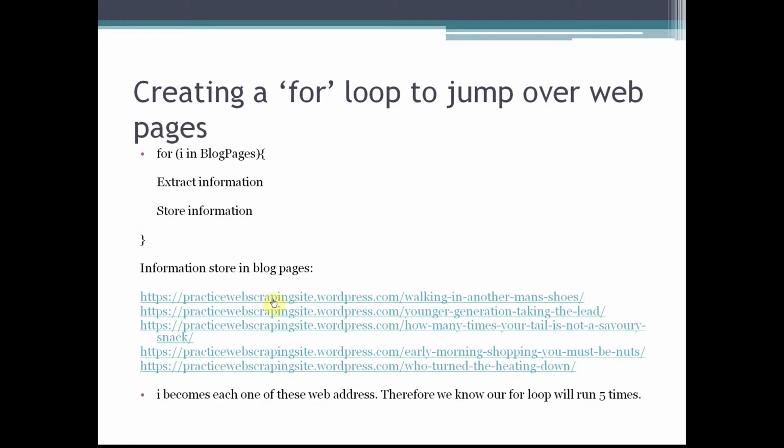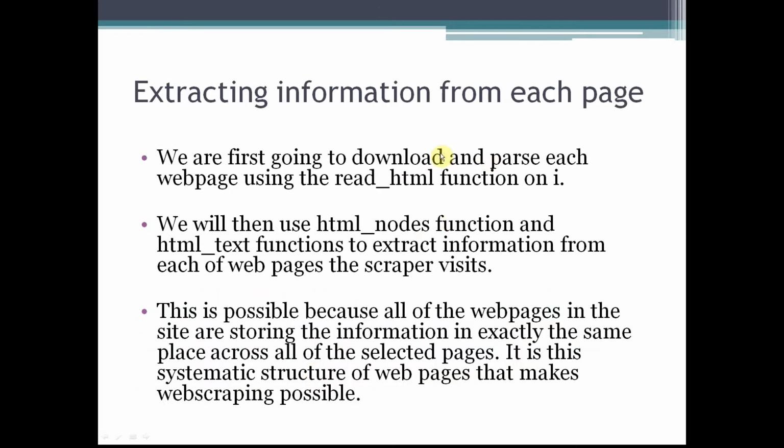Because if you remember in the previous slide, i is going to be this on the first rotation, this in the second rotation, and this in the third, fourth and fifth rotation. So we're going to give the read_html function i, so it's going to become each one of those 5 links. And then we're going to use the html_nodes and html_text functions to extract the information from each of those pages for the scraper to visit.